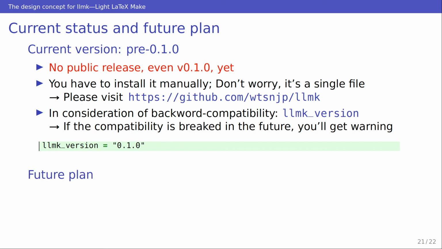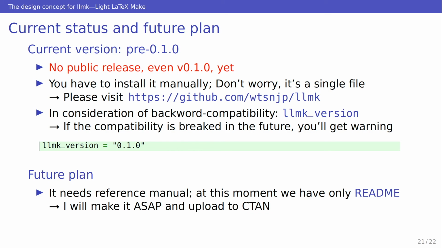For the future plan, the most important thing which I have to do is to prepare a reference manual. At this moment, we have only a short README. Though I believe the README works just fine for normal users, anyway, I agree that a reference manual is desired. I will make it as soon as possible and hopefully upload llmk to CTAN. And also, supporting other magic command formats is in my plan. Other than that, I haven't decided anything yet.